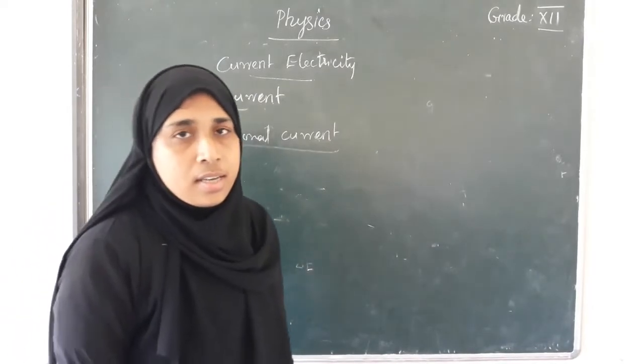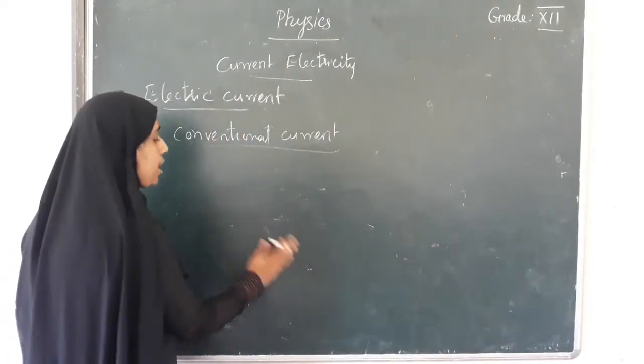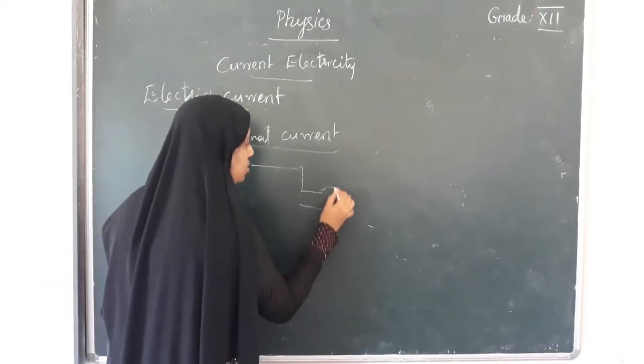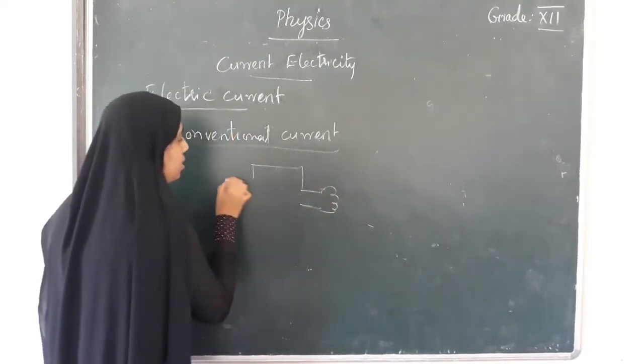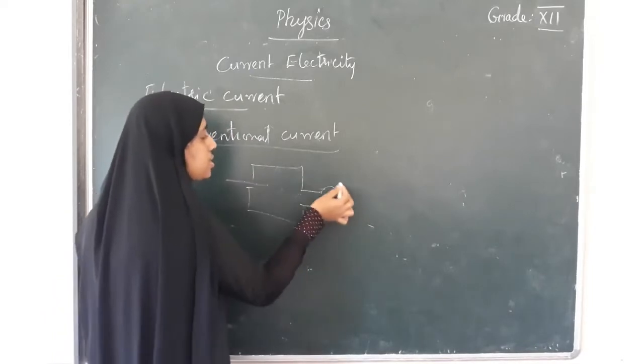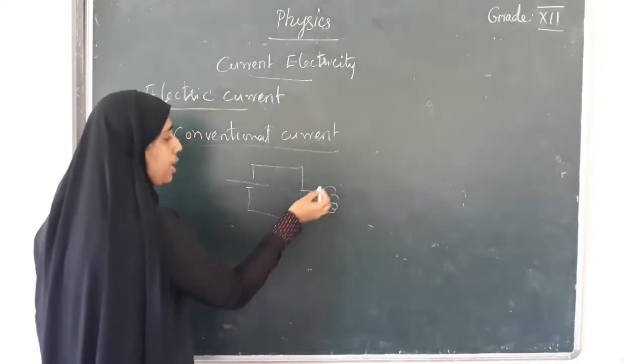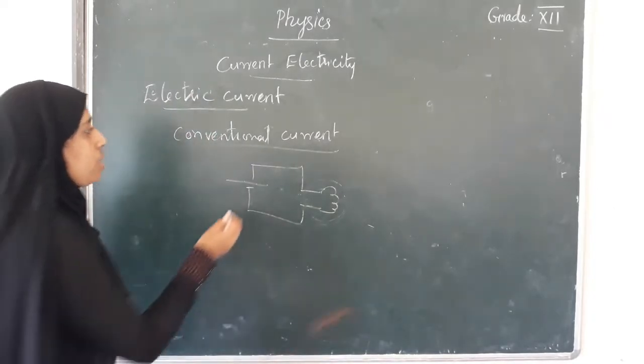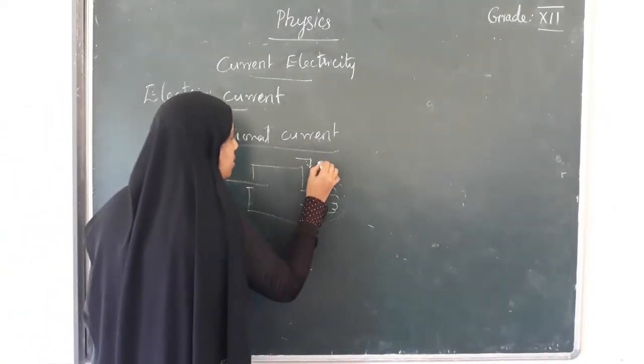Conventional current. That is explaining about the direction of the current. Suppose consider this is a circuit. This is the resistance or electric bulb. So what is the direction of current? So this is the direction of current.